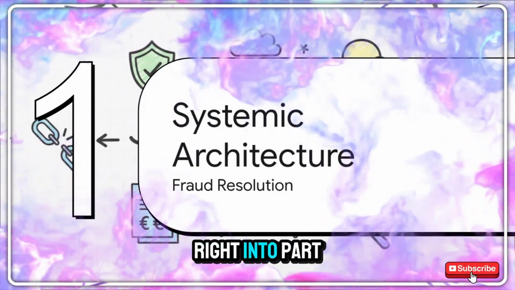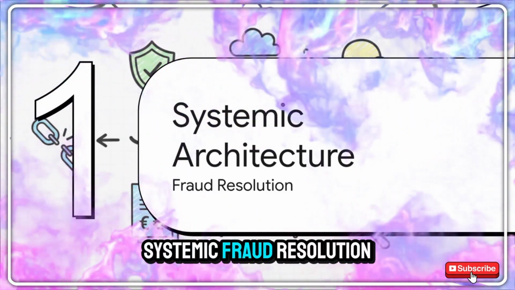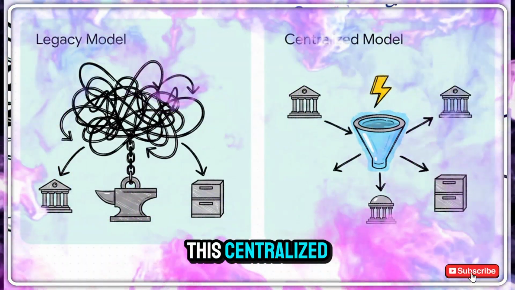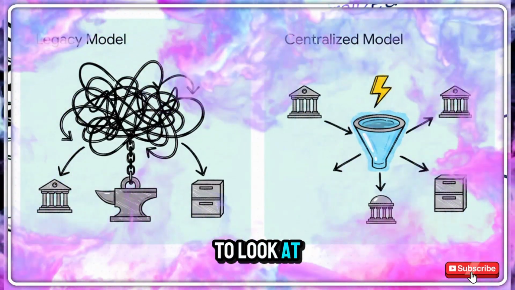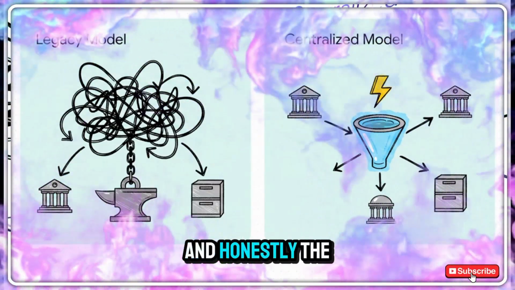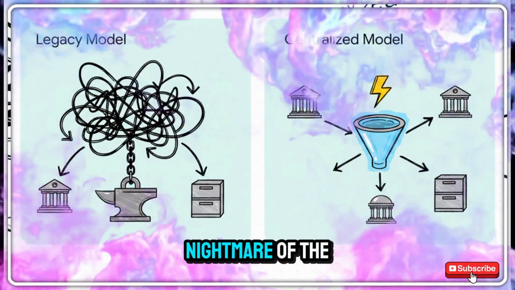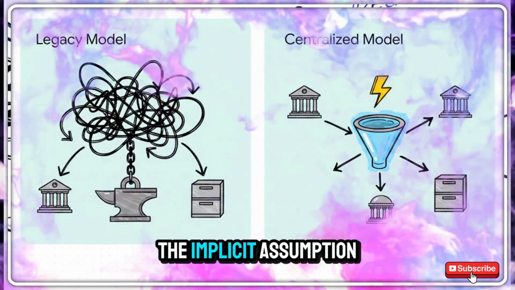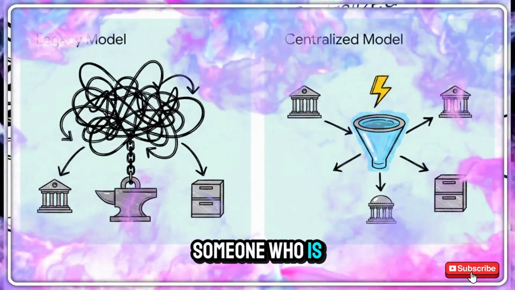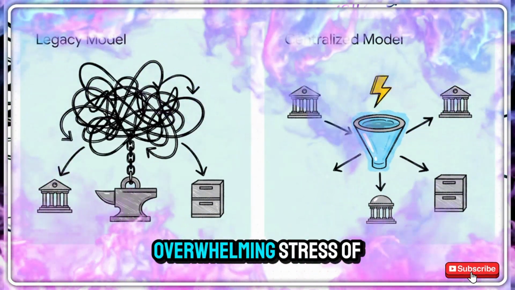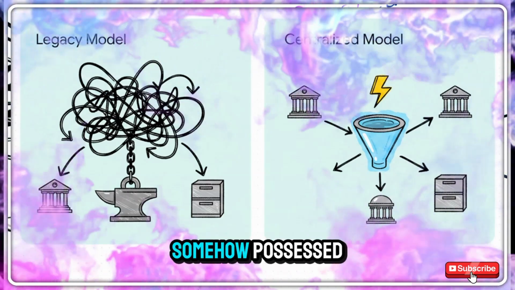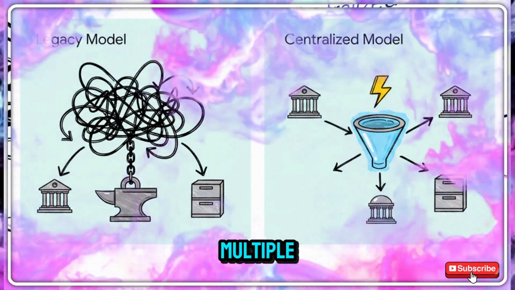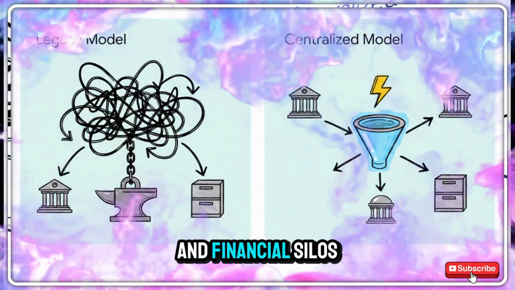All right, let's jump right into part 1, systemic fraud resolution architecture. To really understand the genius of this centralized solution, we first have to look at the immense cognitive load and, honestly, the complete bureaucratic nightmare of the legacy fragmentation model. Under the old system, the implicit assumption was that a victim, someone who is already dealing with the massive, overwhelming stress of identity compromise, somehow possessed the administrative capacity to manually contact multiple, entirely disconnected government and financial silos.